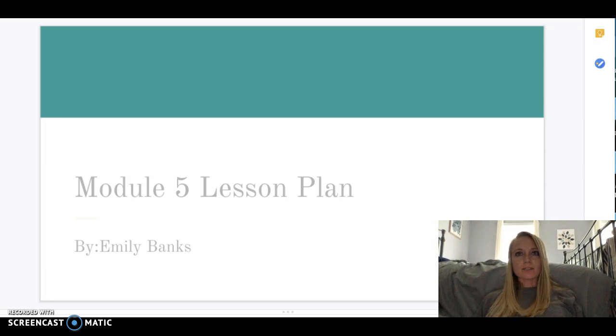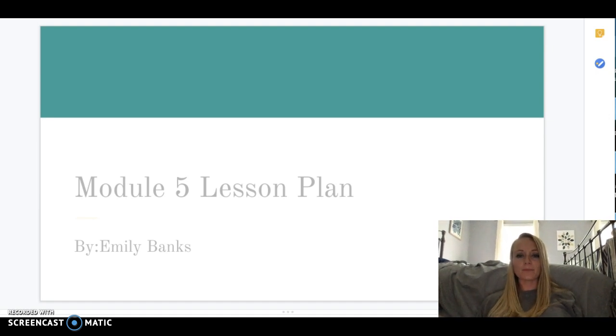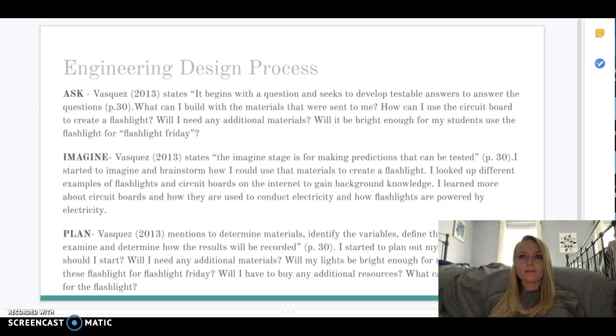I thought about creating a flashlight with my students that they could use during our Flashlight Friday time. During this time, we turn the lights off and we read with flashlights a book of their choice. And they actually really like it, it's really fun for them. So I started thinking about this process using the engineering design process.